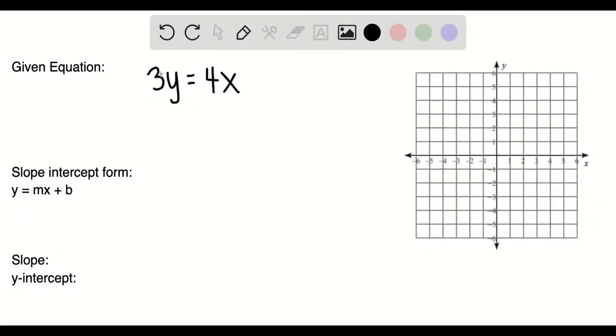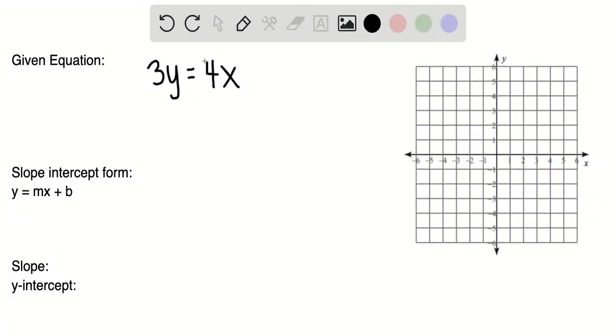In this problem, we're given the equation 3y is equal to 4x. What we're going to be doing is writing this equation in slope-intercept form, finding the slope and y-intercept, and then using the slope and the y-intercept to graph. Let's go ahead and get started.